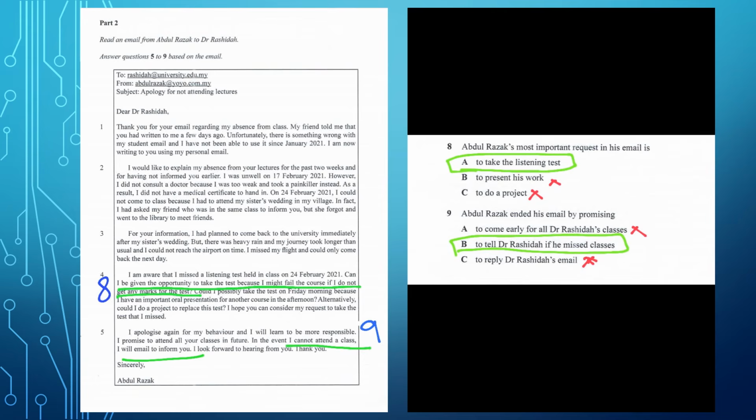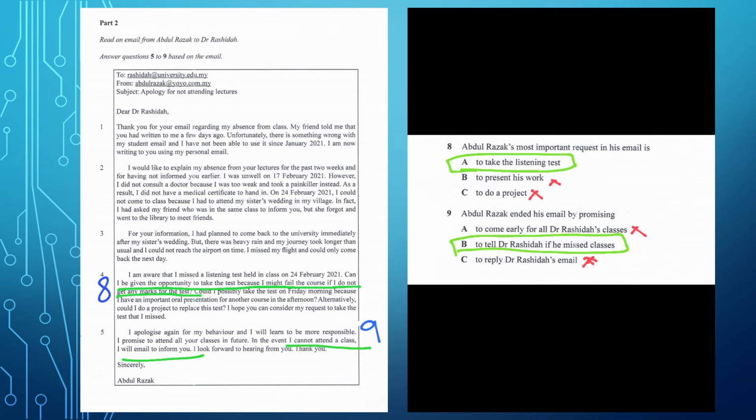And the last one, number 9. Abdul Razak ended his email by promising... Okay, the word ended here, of course, you have to go through the bottom of the email. What did he promise in the end? I have underlined there: "If I cannot attend a class, I will email to inform you." So that is to tell Dr. Rashidah if he missed classes again. So B would be the answer.